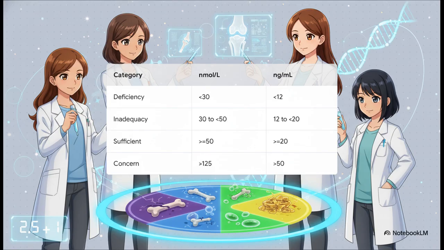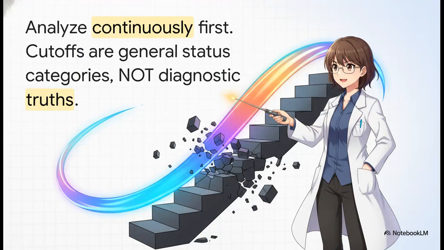bone health. For those of you calculating at home, keep in mind that 1 nanogram per milliliter equals 2.5 nanomoles per liter. It's so vital to report these universally recognized categories rather than trying to invent your own just to fit your data. But here's the absolute golden rule.